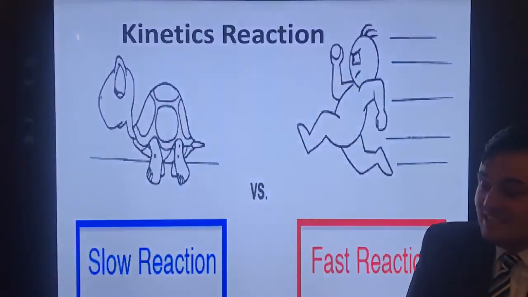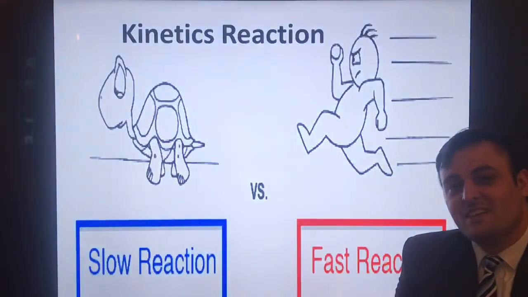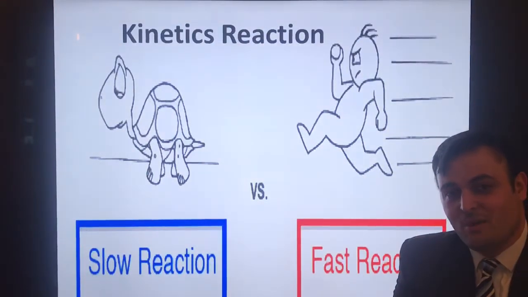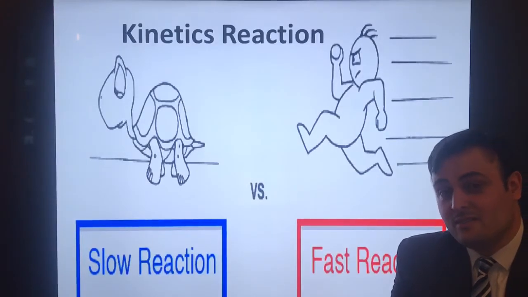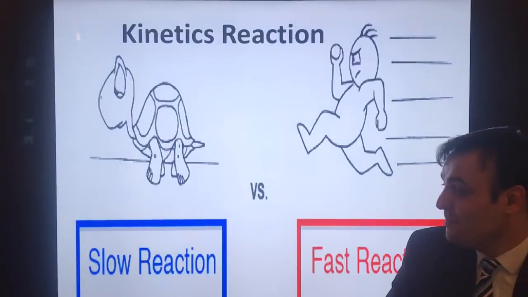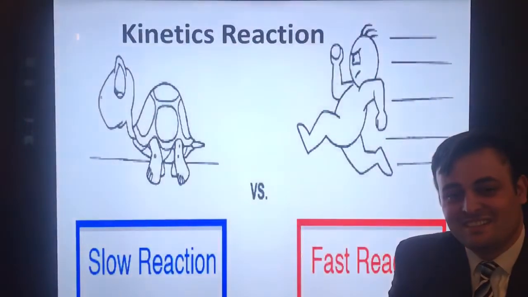Chemical kinetics is a branch of physical chemistry. It's a study about rate of reaction. It's very important to know why some reactions occur in less than a second and others can take a day, a week, or even more than that. So it's very important to know the main reason for that.